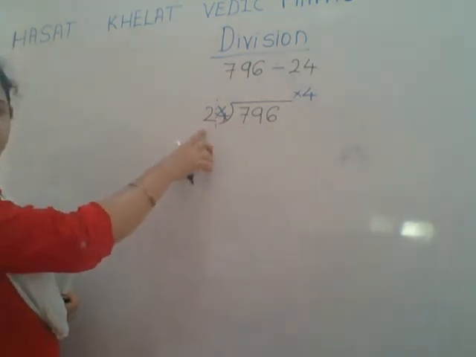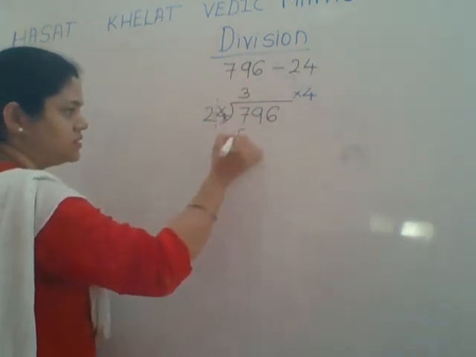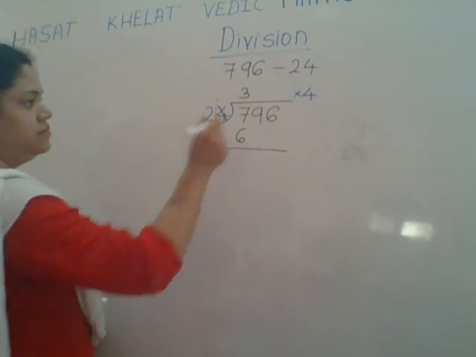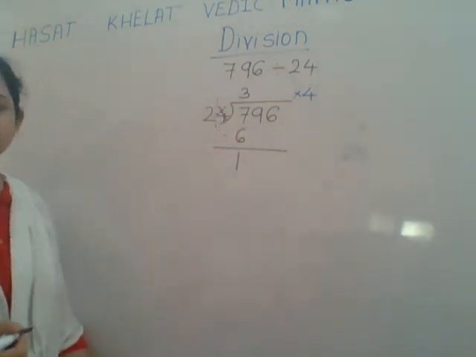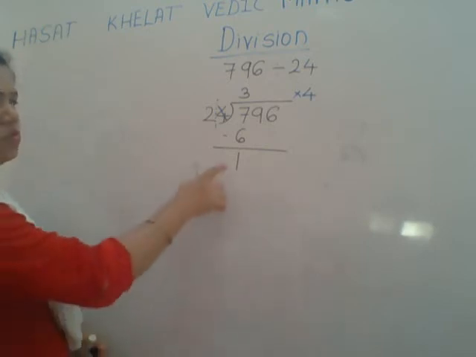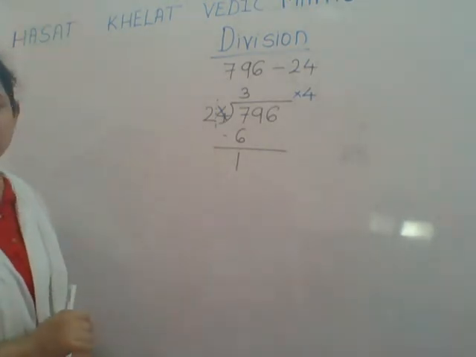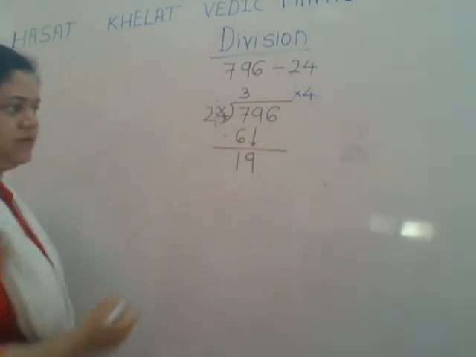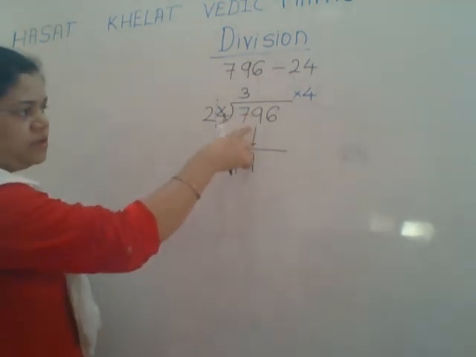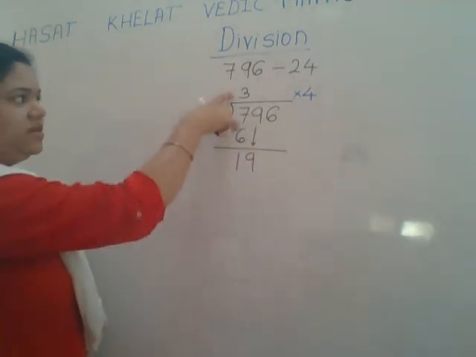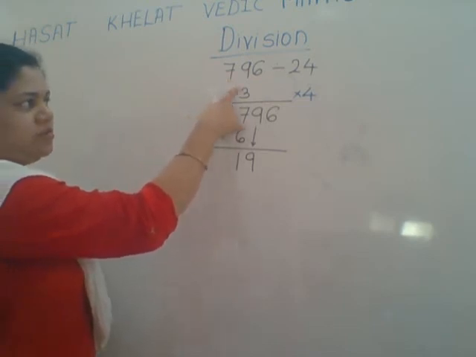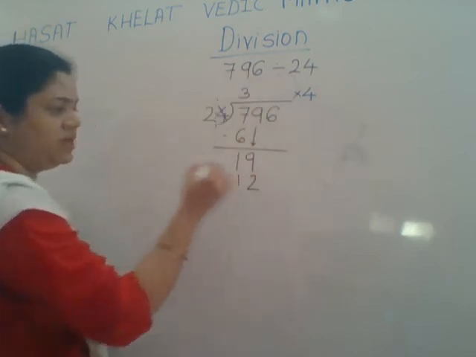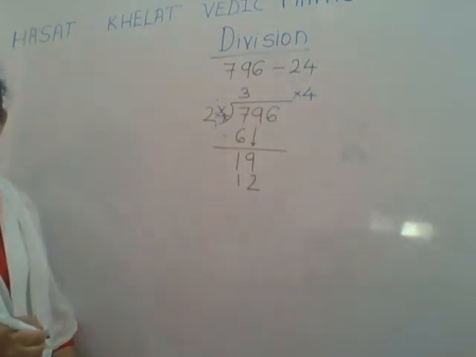7 is divisible by 2. I will write 2 3s are 6. Then 7 minus 6 is 1. Now 1 is not divisible by 2. Correct? So we will have to take another number. I will take 9. Now whenever you are taking a number down, whatever is present in the quotient, this 3, multiplied by 4 we have to do. 3 multiplied by 4 is 12.